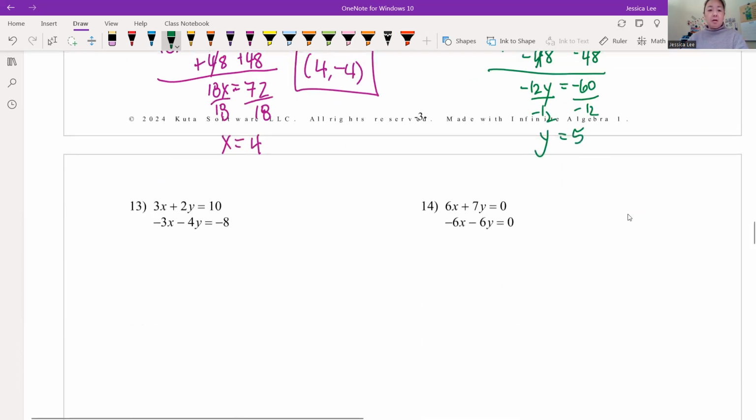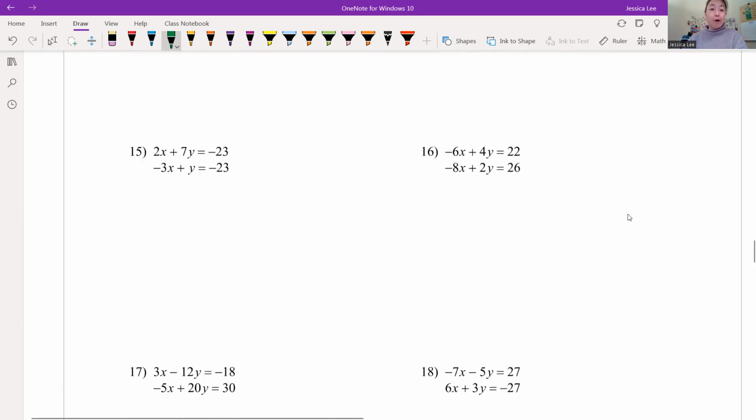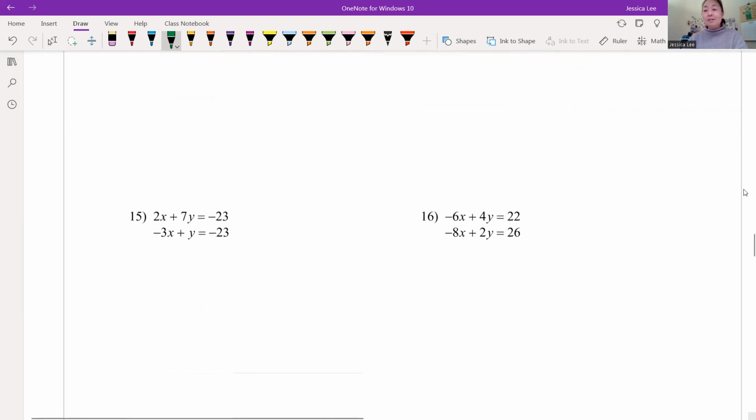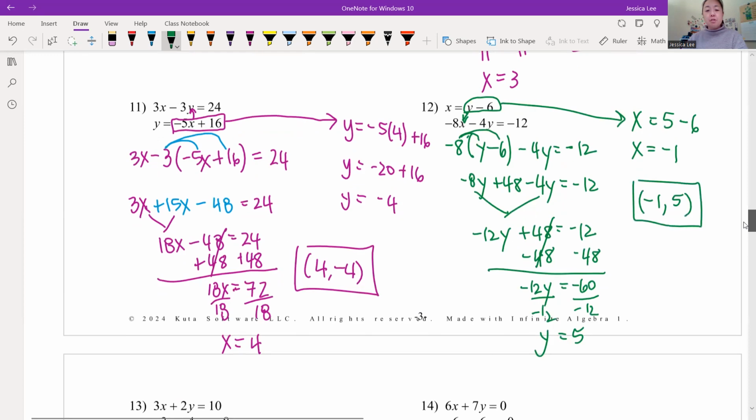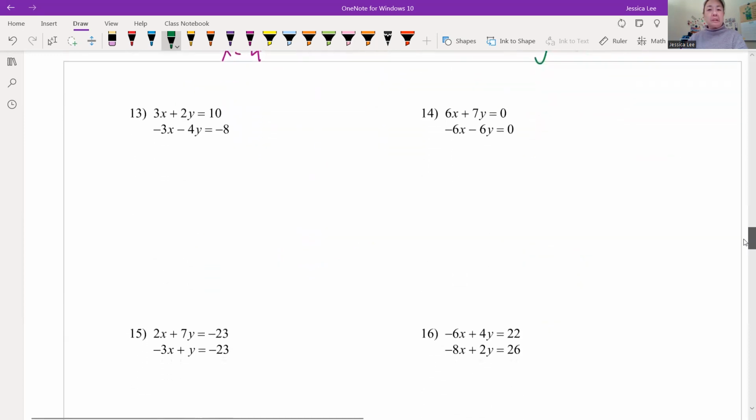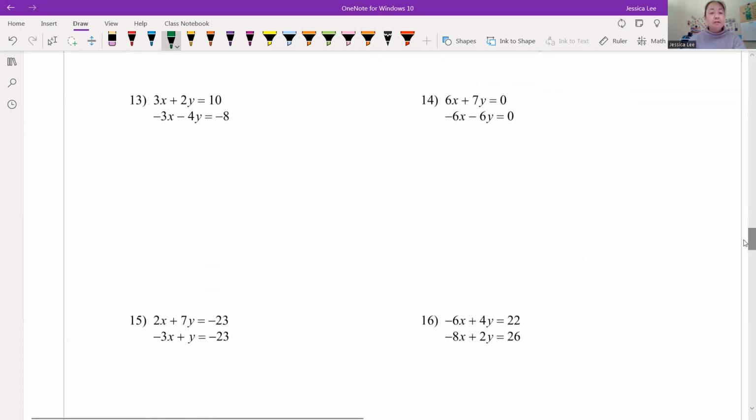All right. We have quite a bit more to go. We're going to do some more practice. This one is not using substitution. I mean, you can, but it's not going to be as pretty. Okay, so here we go. Let's try this 13. I notice right here they're both in standard form. This is usually a good indication. You can use elimination. This is usually when people use elimination.